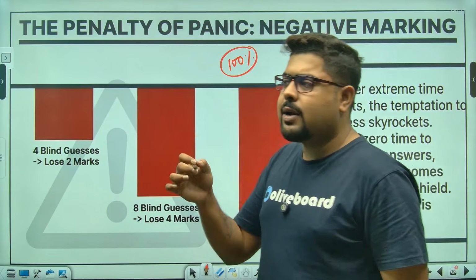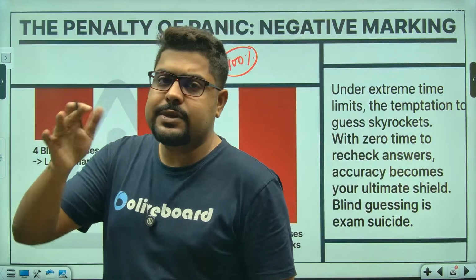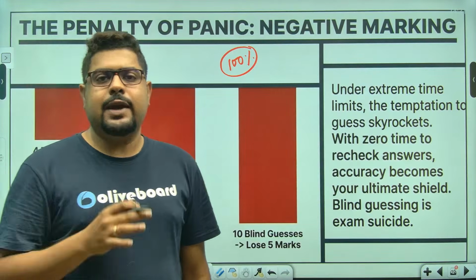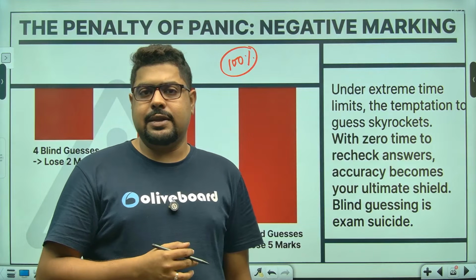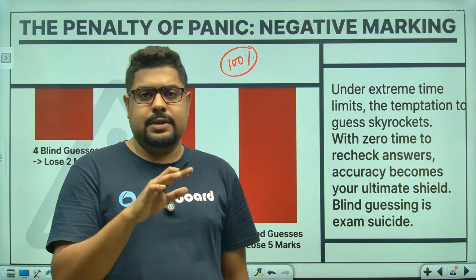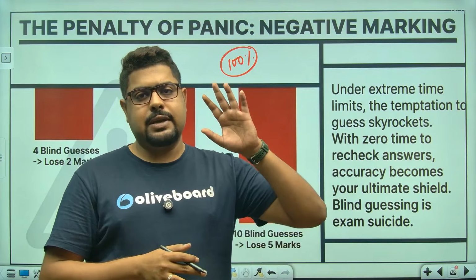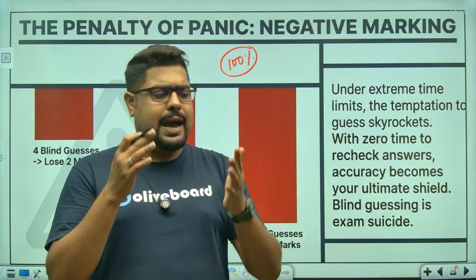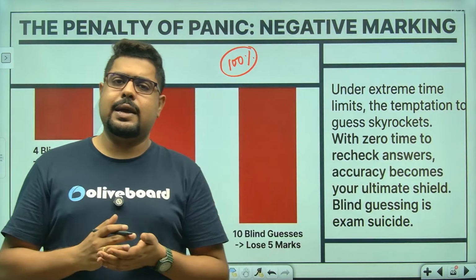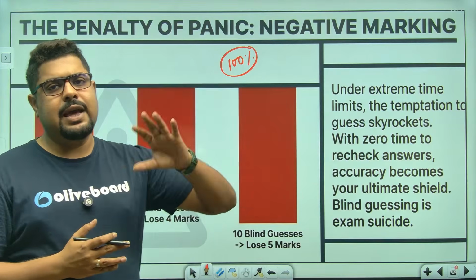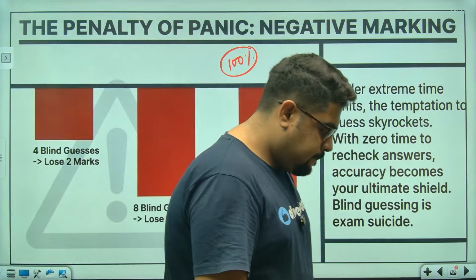Maybe a 1 mark or 2 marks here and there in subjects like English, where you can make a mistake here and there. But in quant and reasoning, these two subjects, you must go for as close to 100 percent accuracy as possible.